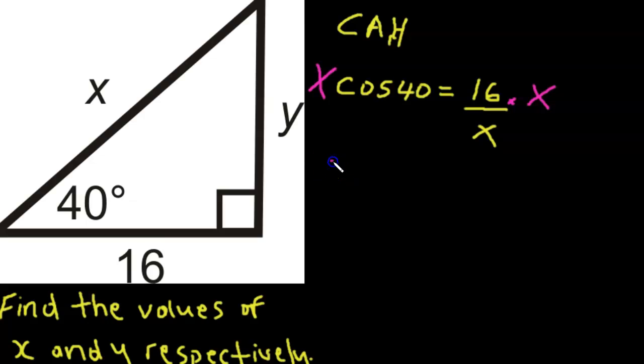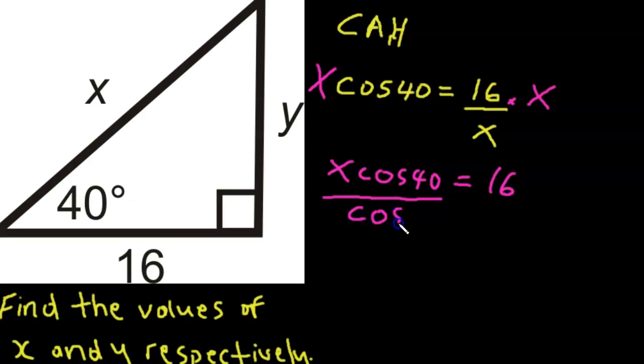And what do I have? X cos 40 is equal to 16. Now remember, the aim of the game here, you want to find the value of x. So you need to get rid of this cos 40. And how can we do that? Divide both sides by whatever you want to get rid of. In this case, cos 40. So divide both sides by cos 40. Cos 40 into itself is 1, leaving x, and then let's work out 16 divided by cos 40 on your calculator.